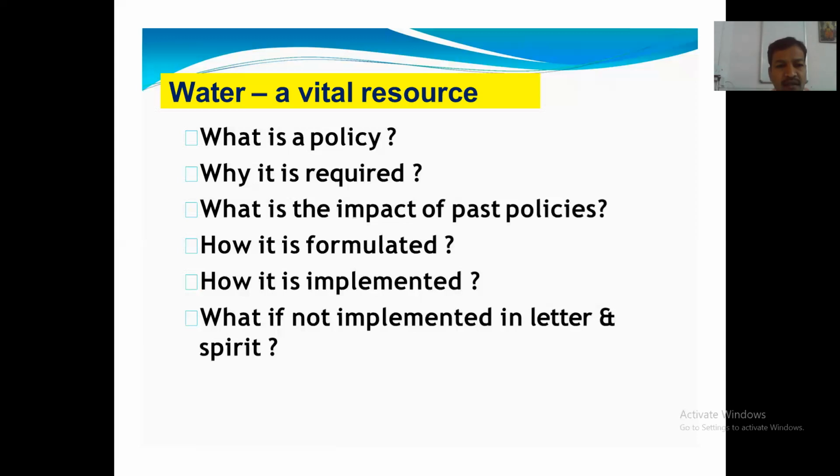So it is given by nature. 70% of the earth is covered with water. So policy is to be made for effective water management. Now we are going to see what this national water policy is, why it is required, what is the impact of the past policies, how it is to be formulated, and how it is to be implemented. And what if it is not implemented in letter and spirit? What are the provisions which are given in this national water policy, that we are going to see.